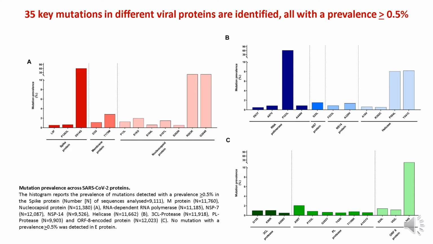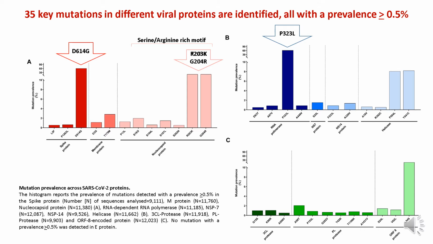Despite this overall genetic conservation, we identify 35 hotspot mutations in SARS-CoV-2 sequences scattered throughout the different viral proteins. It's noteworthy to mention that D614G in the spike protein and P323L in the viral polymerase enzyme were detected in more than 60% of infected patients, suggesting that these mutations can confer an advantage in terms of increased viral infectivity.